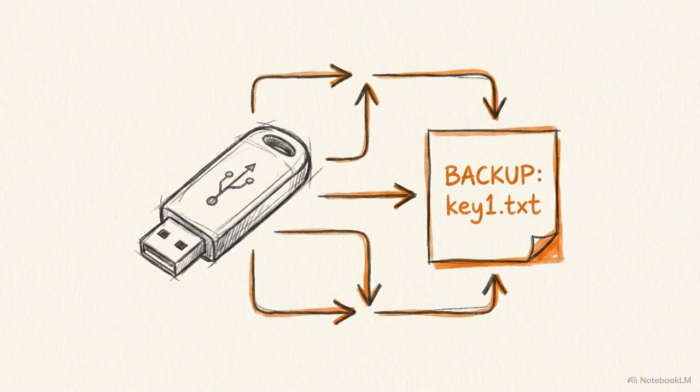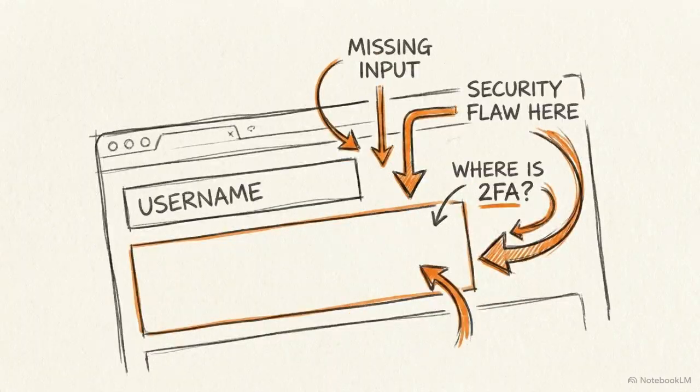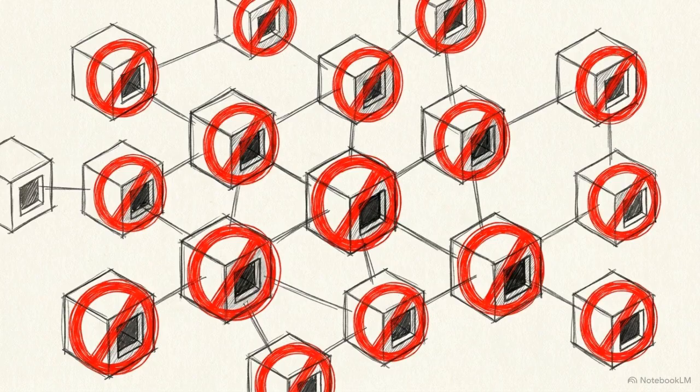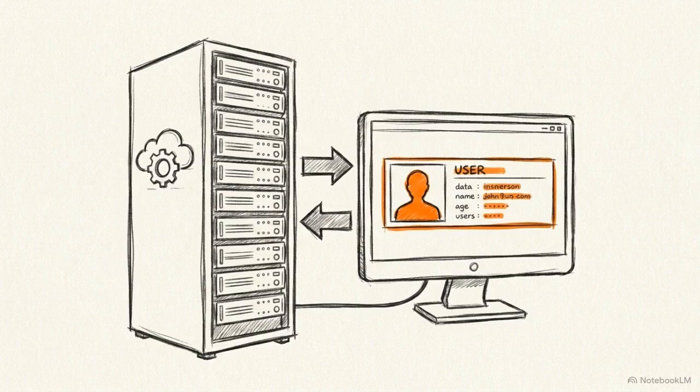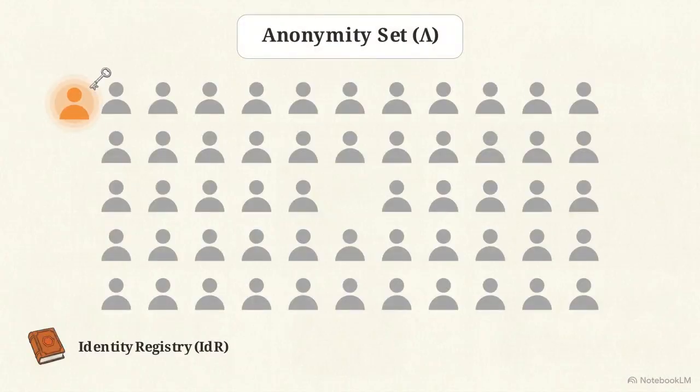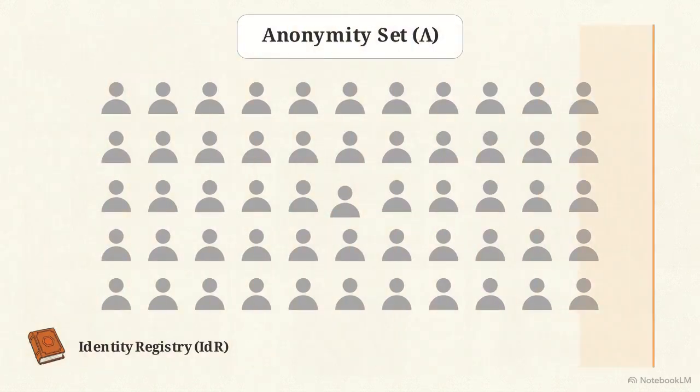It is vital that you secure the key1.txt file created in this step. Because this system is decentralized, losing this local file means there is no forgot password link. You would lose access to every account tied to this master identity. Conceptually, your identity is no longer an isolated entry in a corporate database. You are now part of an anonymity set, meaning your master identity is hidden among a group of other valid users on the public registry.